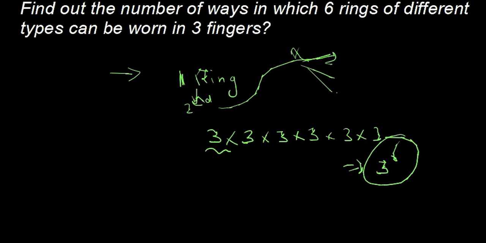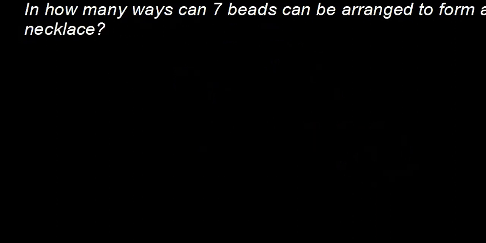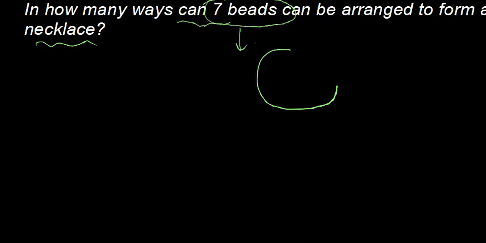Next, come to the next question। In how many ways can 7 beads be arranged to form a necklace? Yes. I took this question because 7 beads are what? Beads means in how many ways you can arrange on a circular platform. So as I told you, it is factorial n-1.